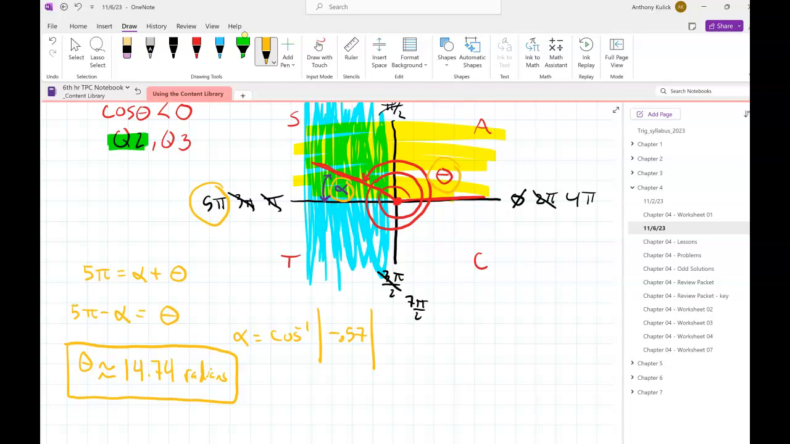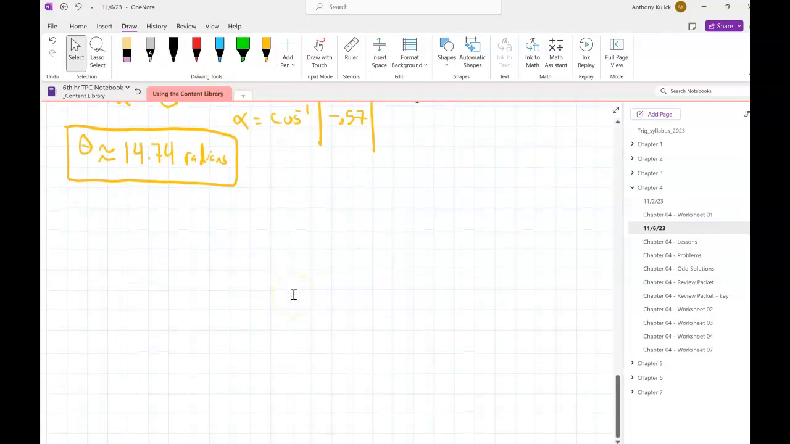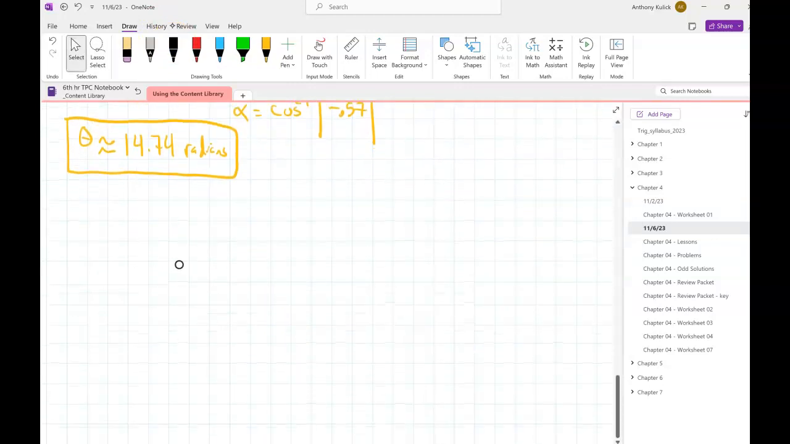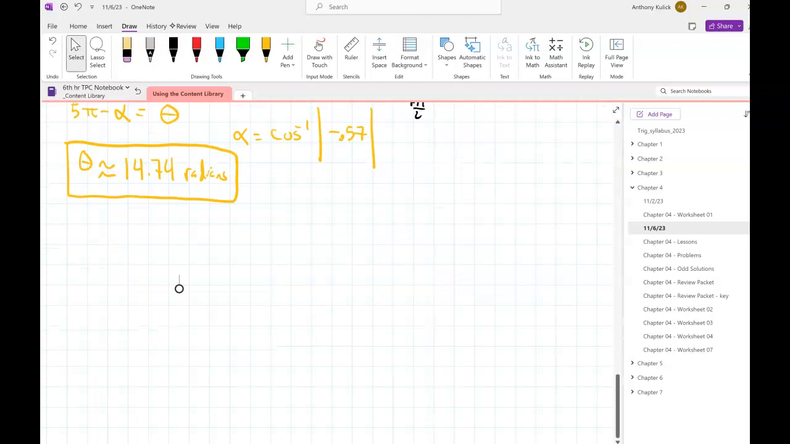How are you guys feeling so far? It's okay? If you're able to draw your picture correctly, you should be able to consistently get correct answers fairly easily, right? If the picture is hard, it's going to be hard, right? Because we need the picture to get our equation for theta. You know what I'm saying? All right, let's do another, because there's one other little hiccup here that we need to be worried about.